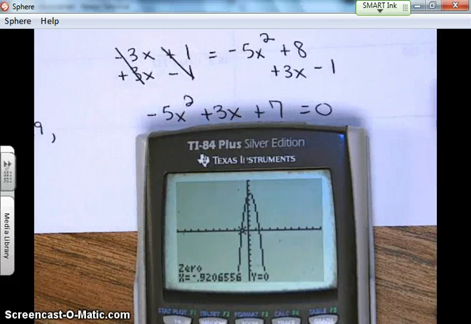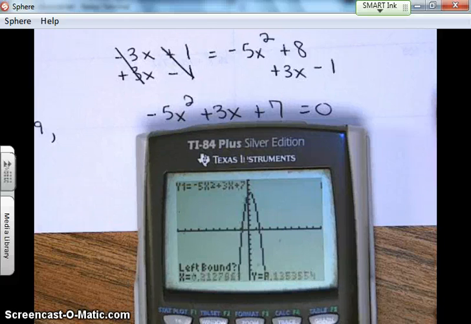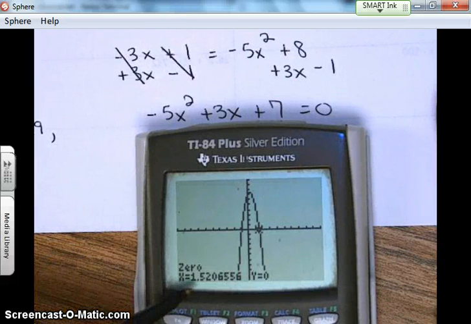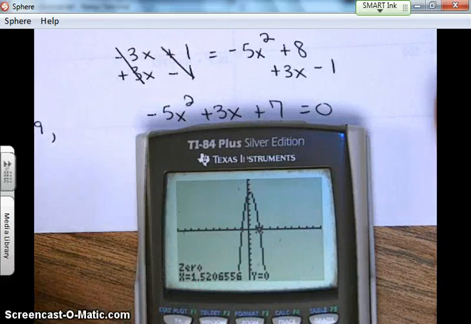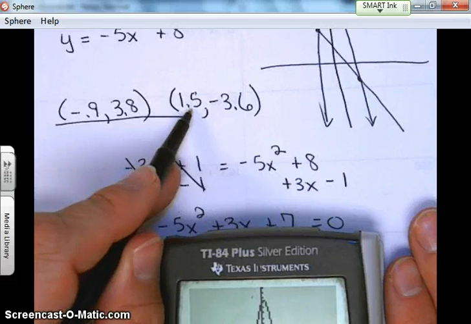Okay, let's get the other one. 0. We're going to go to the left, which would be above it, and to the right, which would be below it. Enter. And what do you know? 1.5. Look back up at our graphical answer. 1.5.